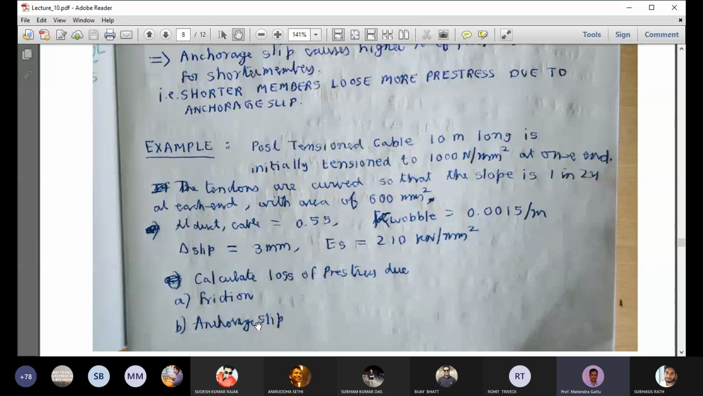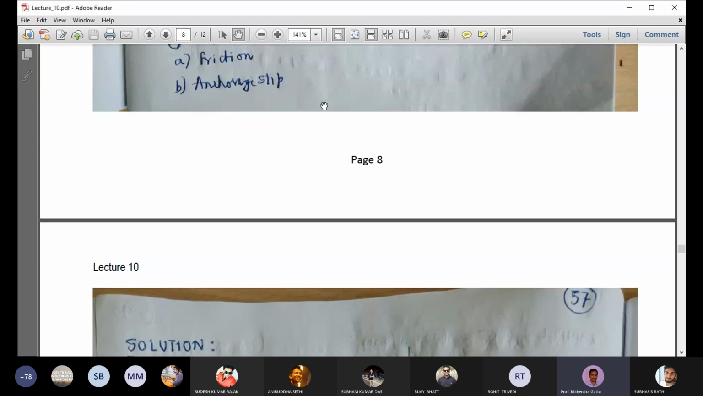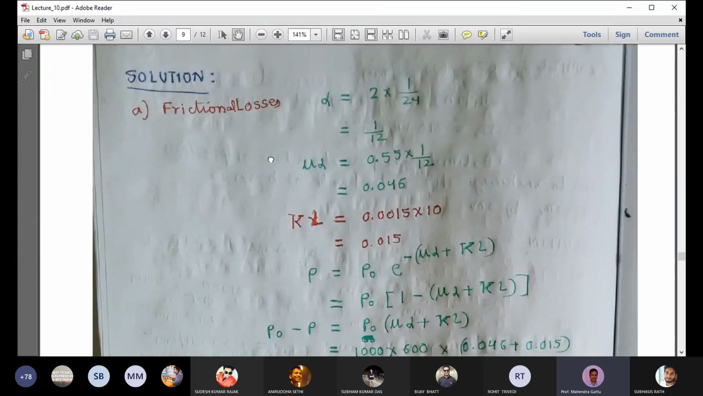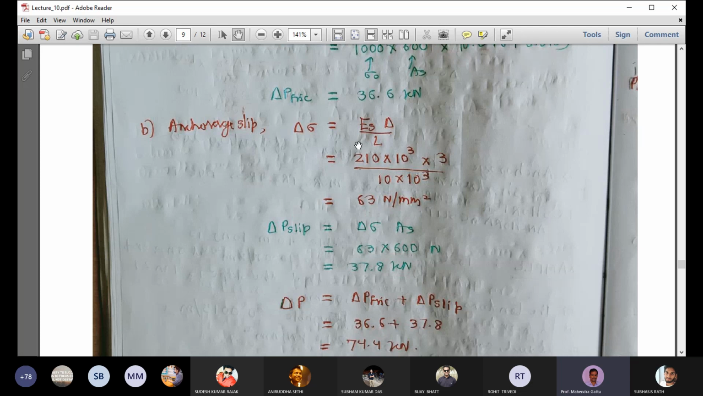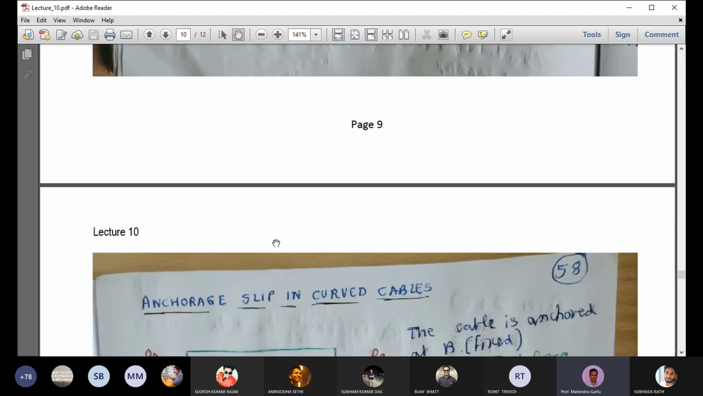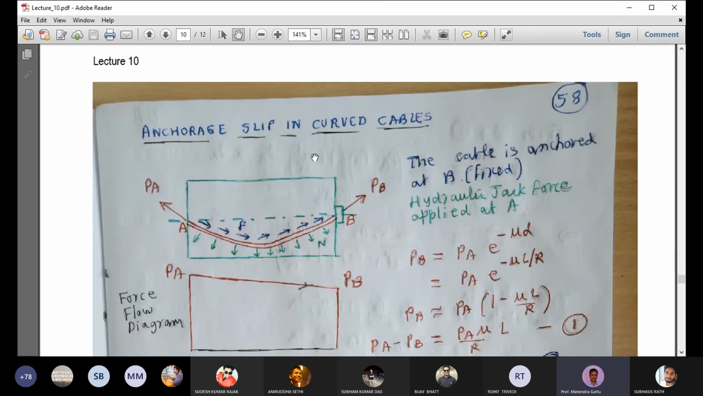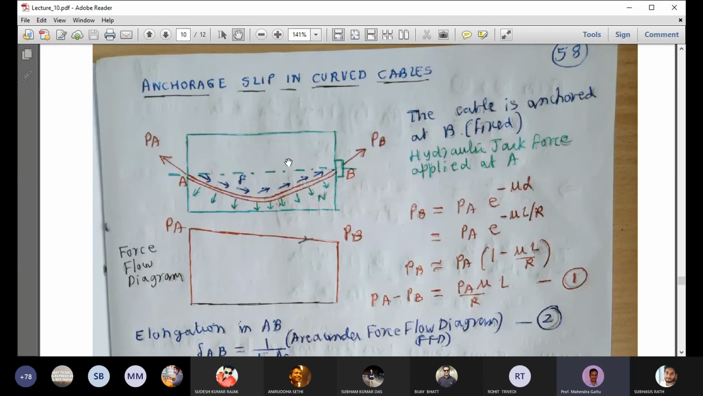There is some problem here. I think it was not done properly. It's not that straightforward. I think there's some problem here with this one. So I'll skip this part because we are dealing with anchorage slip in curved cables. So we have to take care of something.